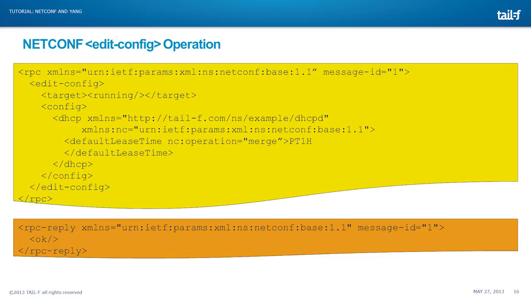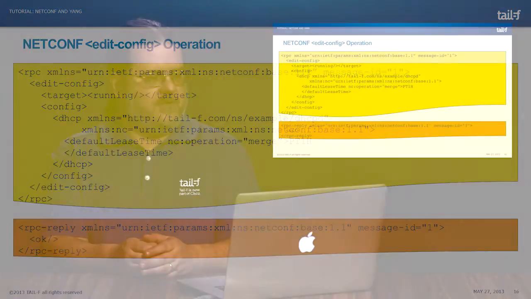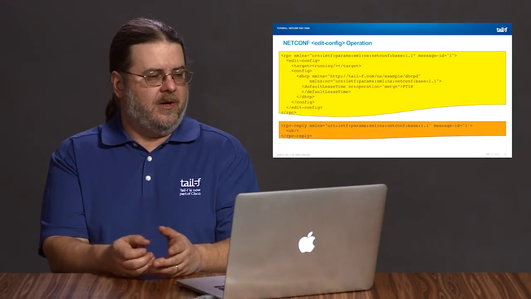So between the config tags, that DHCP, default lease time, that is determined by the Yang data model corresponding to the appropriate part of the config that we're changing. That model is identified by that namespace attribute on the DHCP tag. And then we see a reply of this edit succeeded, so the NetConf server sends an RPC reply of OK.